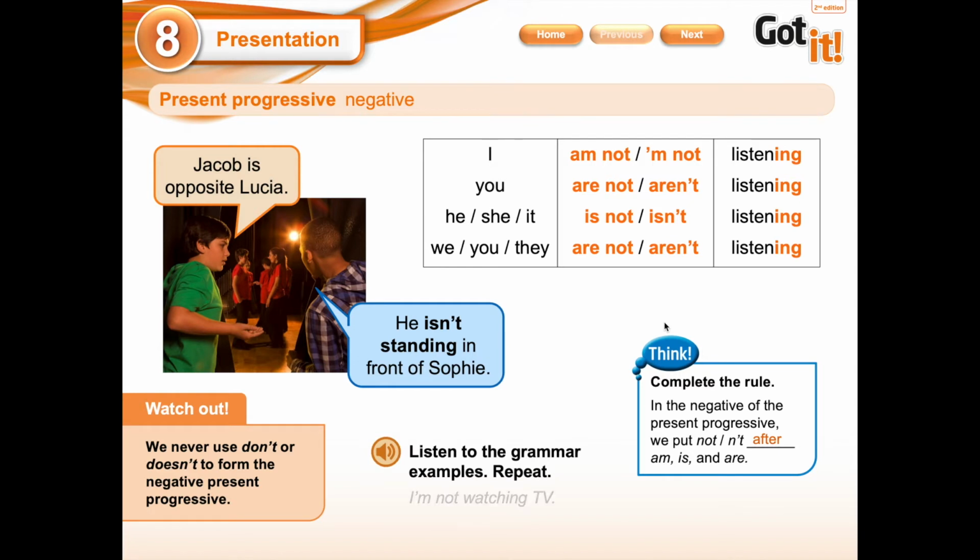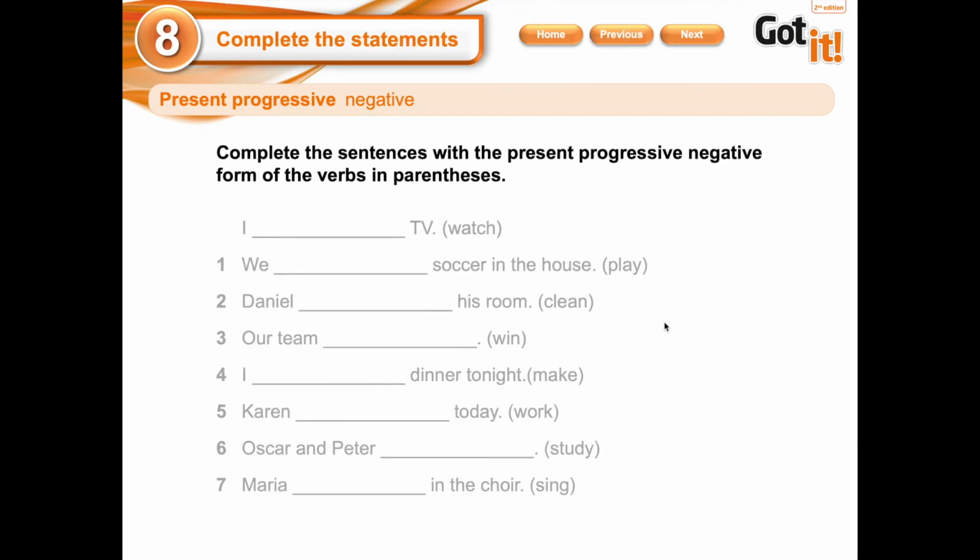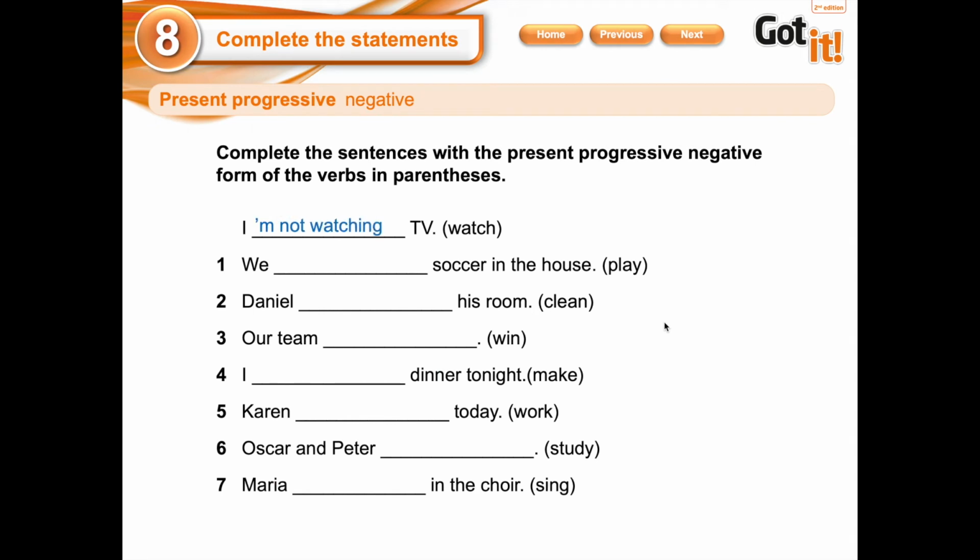Here we have some other examples. I'm not watching TV. We aren't walking home. I think that you are ready to practice a little bit about this new content, so let's begin with the exercise. Instruction: Complete the sentences with the present progressive negative form of the verb in parentheses. You're going to help yourself with the action that you have in brackets.